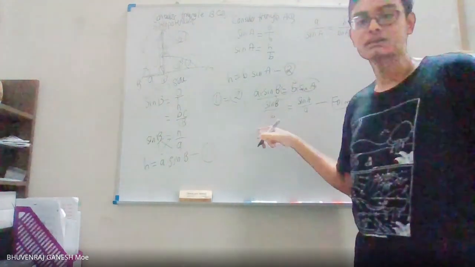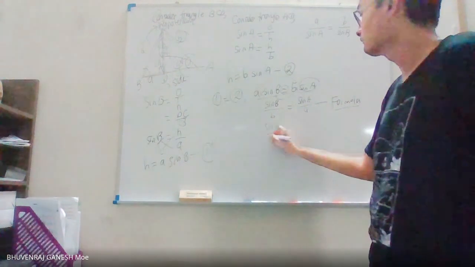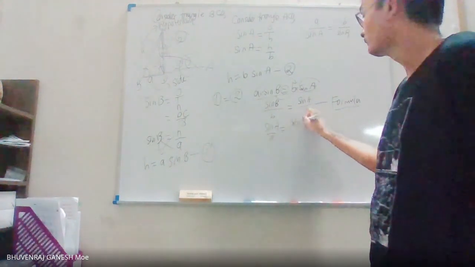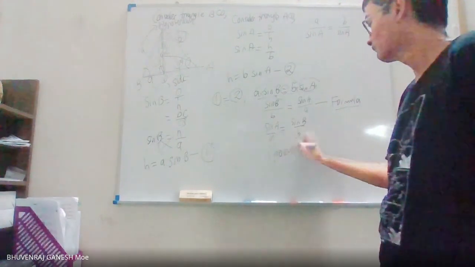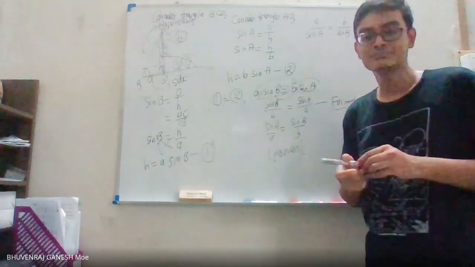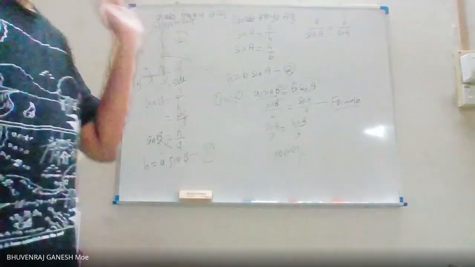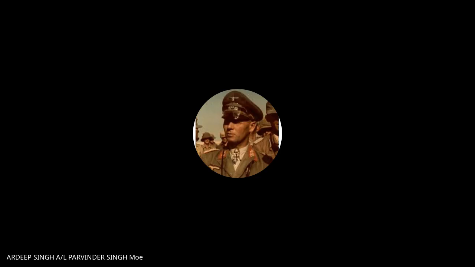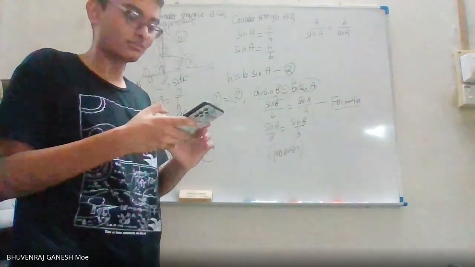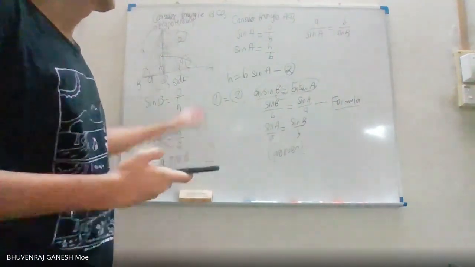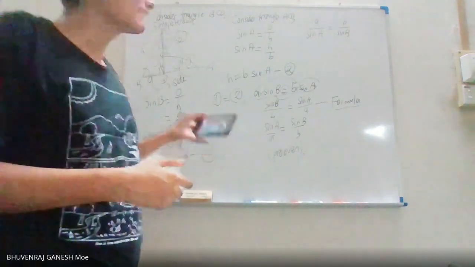Sine B over B equals sine A over A. Same thing, means I rearrange: sine A over A is sine B over B. So that is proven. This is how you prove the formula. Done. Sine rule formula. Not that long, right? So you can understand, right? It's not that difficult, not so complicated. You just have to draw a triangle, then you get the idea. So I hope you understand now.